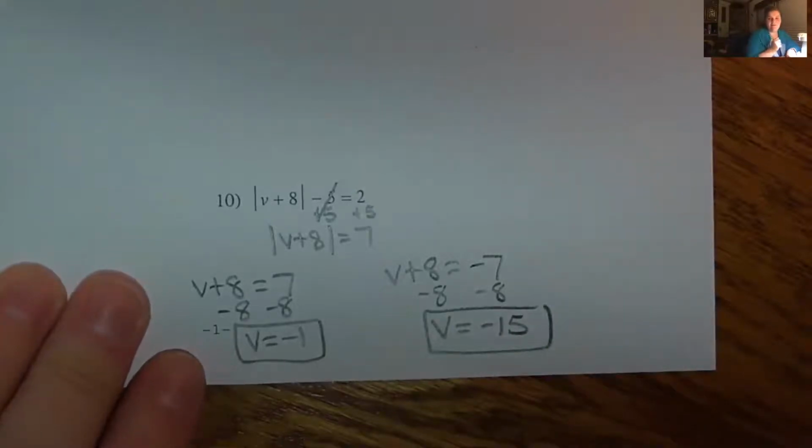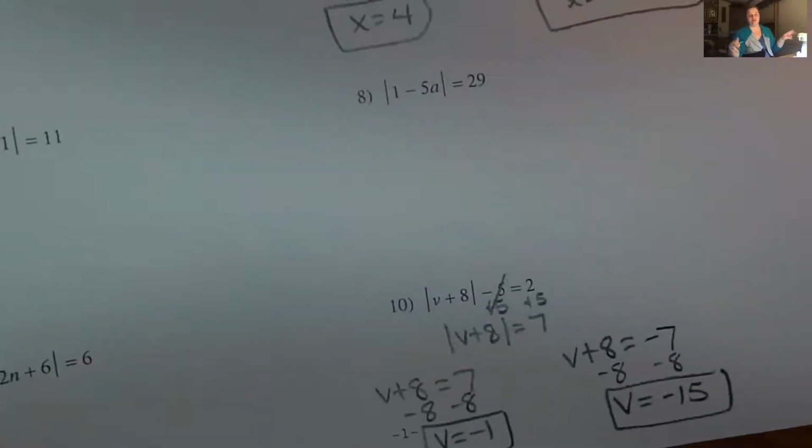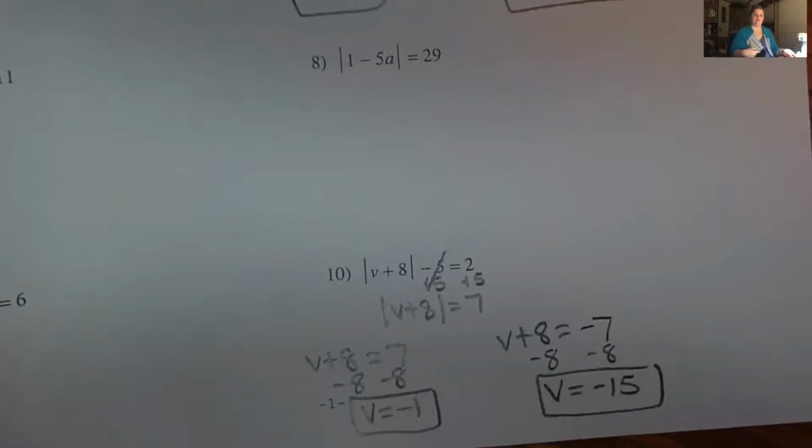Okay. Absolute value bars by themselves. Set up your two problems. Solve them both. Okay. Now I am going to do a couple examples on the back side.